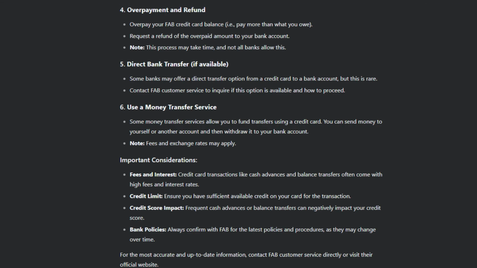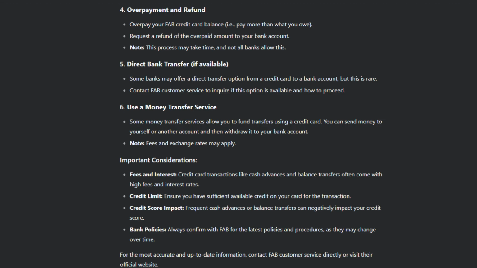Direct bank transfer, if available. Some banks may offer a direct transfer option from a credit card to a bank account, but this is rare. Contact FAB customer service to inquire if this option is available and how to proceed.